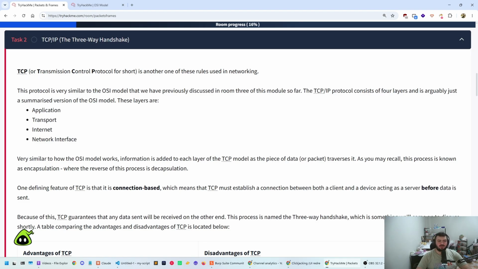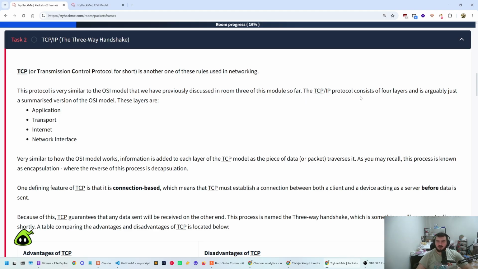TCP, or Transmission Control Protocol. In the previous video on the OSI model, we had a whole task on the transport layer, where we talked about TCP and UDP in great detail. One more reason to watch that video if you haven't. So this protocol is very similar to the OSI model that we have previously discussed.